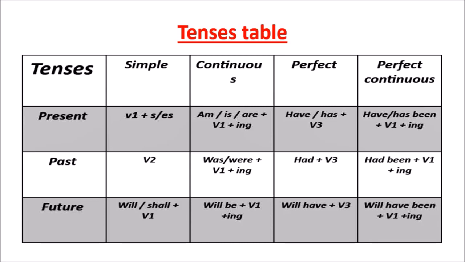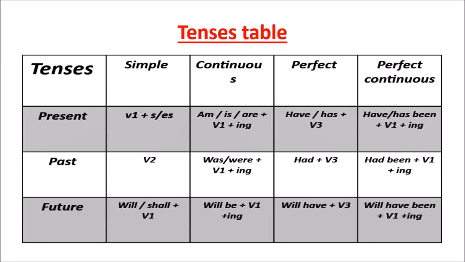Look at the first one, simple present tense, that is verb 1 plus s or es, the plural form of verb. Next is simple past, that is the verb 2 form. Next is simple future, that is will or shall plus verb 1. So this is the simple form. Look at the continuous form. Present continuous, what is the formula? Am, is or are plus verb 1 plus ing.